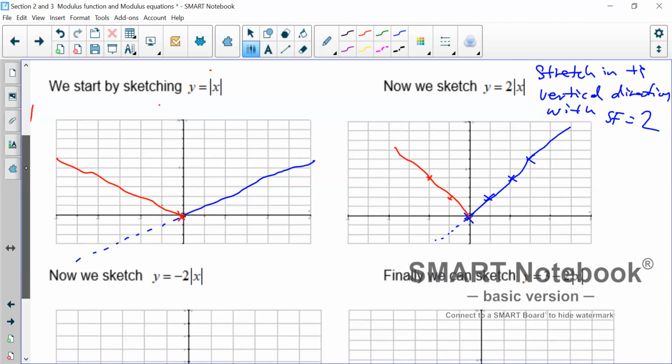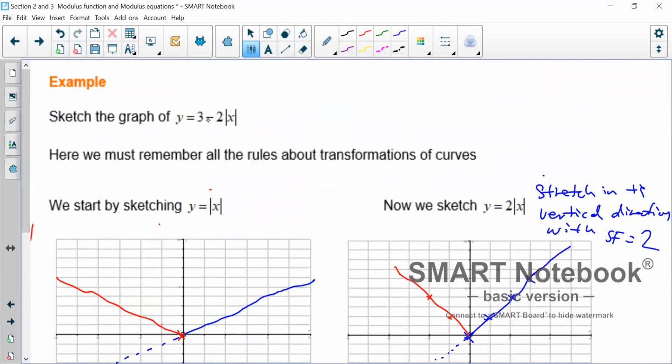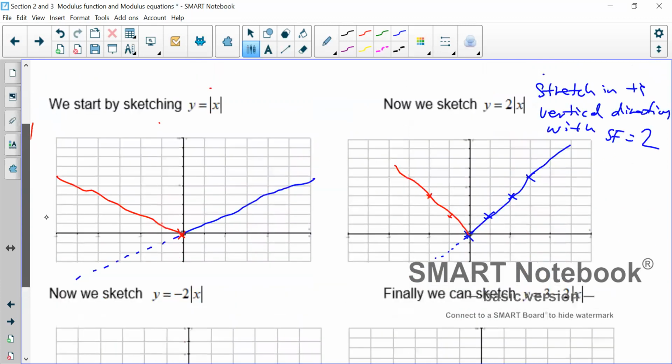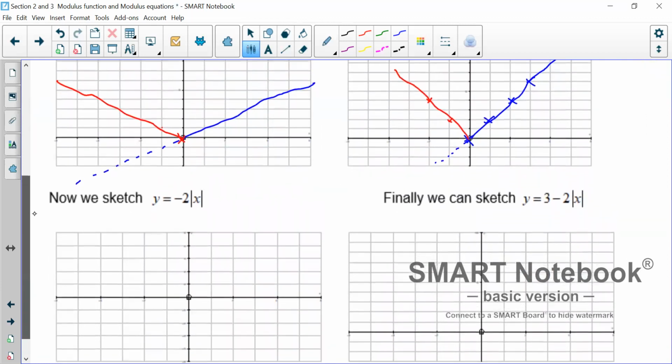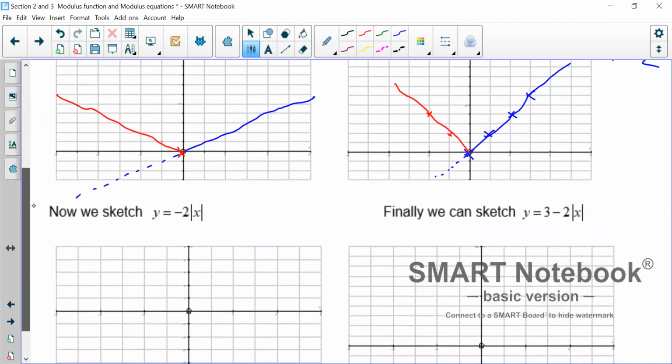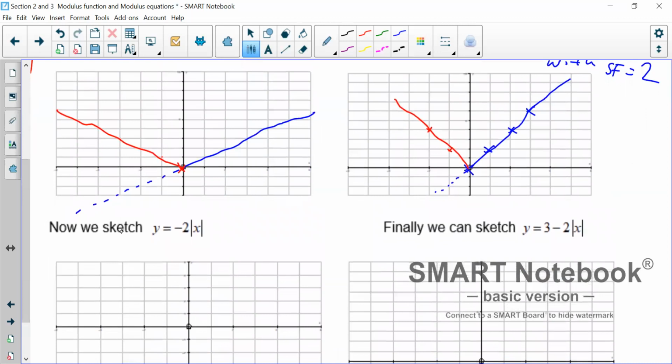Then we're going to build upon that because in my equation I now have a negative sign in front. So let's have a think. What is y equals -2 modulus of x? When we put a negative sign in front of the entire equation, it's not affecting the x value, so that means it will be a reflection.